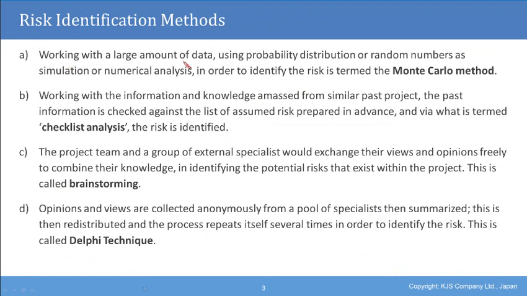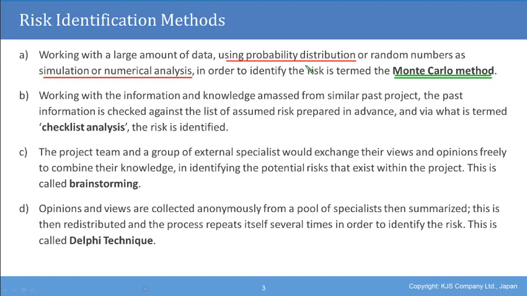It's about working with a large amount of data using probability distribution or random numbers as simulation and numerical analysis in order to identify the risk. This is known as the Monte Carlo method. It's called Monte Carlo because Monte Carlo is a famous casino in Monaco, and this method is using probabilities and random numbers, which is also involved in playing the casino. In other words, it's almost like rolling the dice to see what the risk would be.